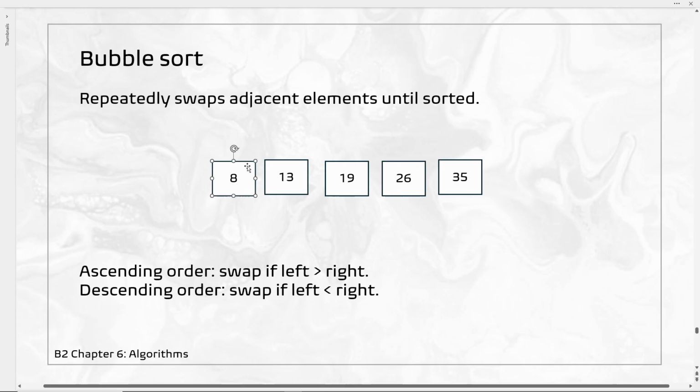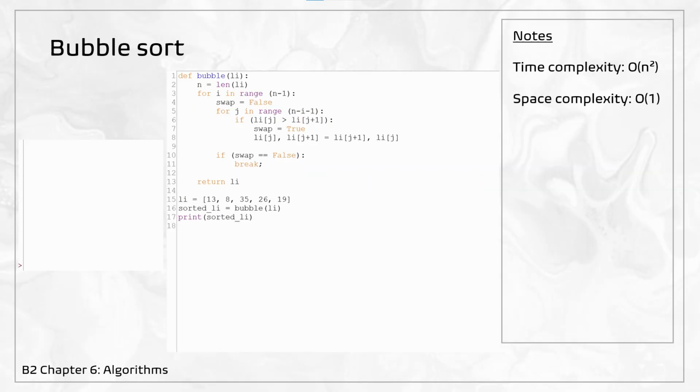So is 8 bigger than 13? No, so we don't swap. Is 13 bigger than 19? Nope, so we don't swap. And is 19 bigger than 26? Nope, we don't swap. And so because we haven't swapped anything in that iteration, we know that this list is now sorted in ascending order. And it is. It's sorted 8, 13, 19, 26, 35 in ascending order, meaning that we've completed the sort.